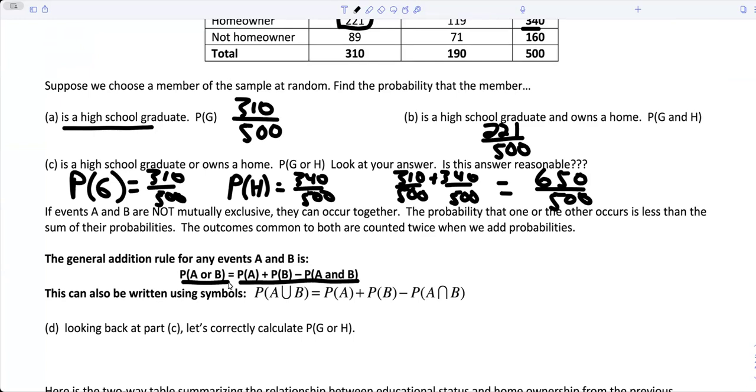It may also be written using symbols, okay? This is union. The probability of A union B is equal to the probability of A plus the probability of B minus the probability of A, and this is called intersection. Okay, so this is what I call the Queen of Hearts rule.